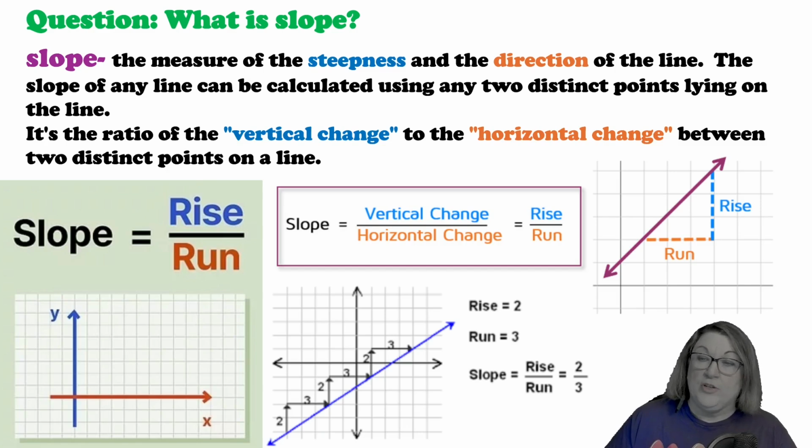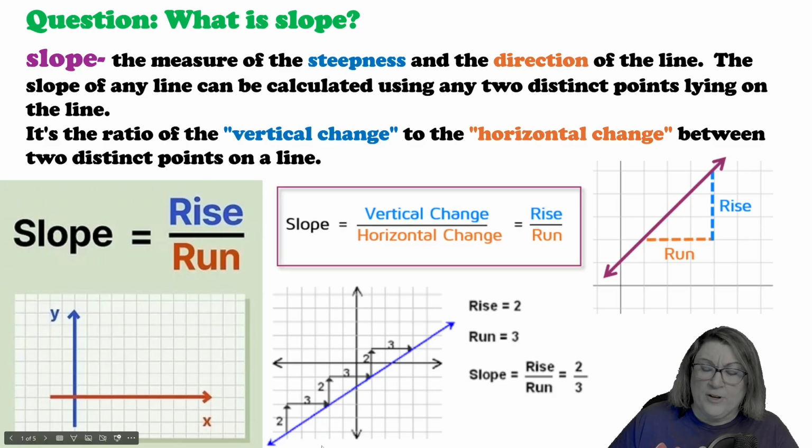And it can be calculated using two distinct points lying on the line. It's the ratio of the vertical change to the horizontal change. So if you look at the diagrams here, the vertical change on your coordinate plane is the y. So the change in y is what goes on the top of your ratio. We call that the rise. And the change in your horizontal distance, that's the x-axis change. So the change in x would be your run, rise over run. Vertical change over the horizontal change, otherwise known as rise over run.